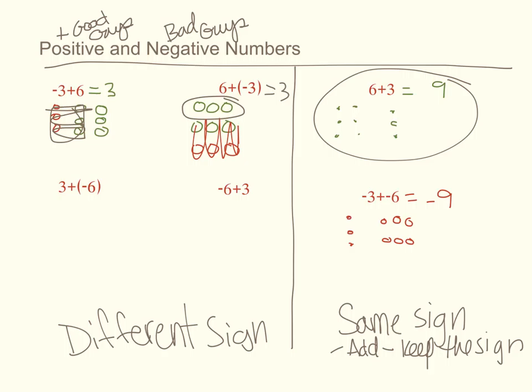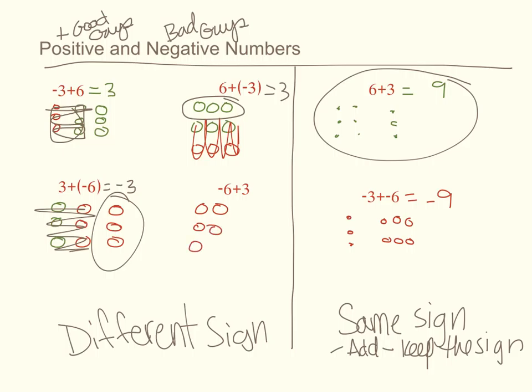Let's take a look at this one. We have 3 good guys and 6 bad guys. These get taken out, and you're left with 3 bad guys. So your answer on this one is actually a -3. Let's look at this one. You have 6 bad guys, and you have 3 good guys. These guys take each other out, so we're left with 3 bad guys. My daughter told me when I was looking at these and writing them down that these were just turnarounds, and that's exactly right. These are just turnarounds of the problem.